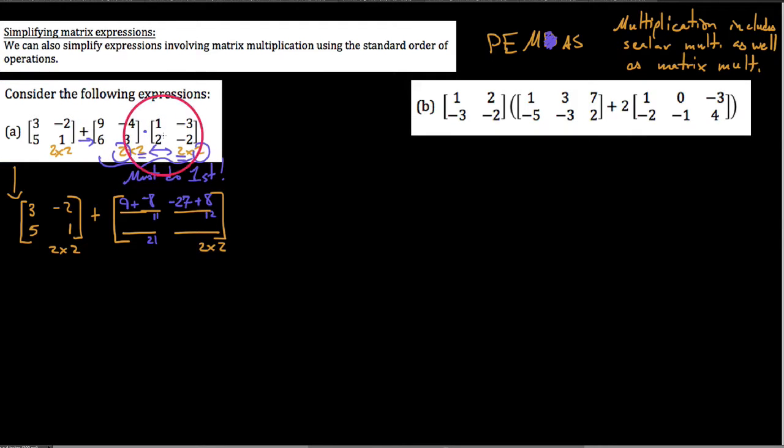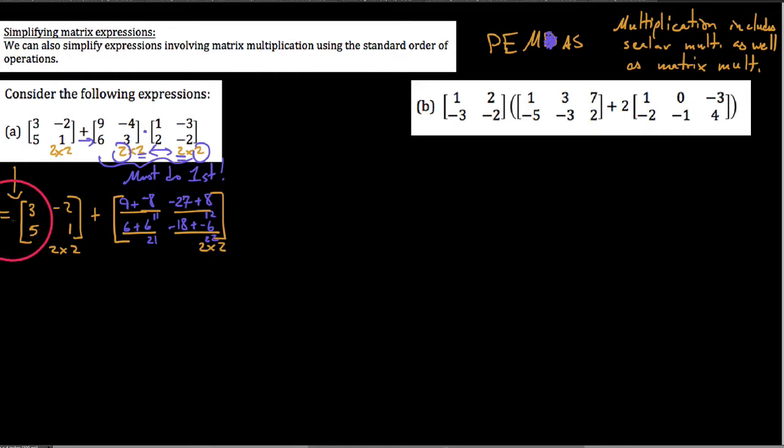Moving on, second row, first column: we take our second row times our first column, so 6 times 1 is 6, plus, moving over and down, 3 times 2 is 6. Then second row, second column: we have 6 times -3 is -18, plus, moving over and down, 3 times -2 is -6.